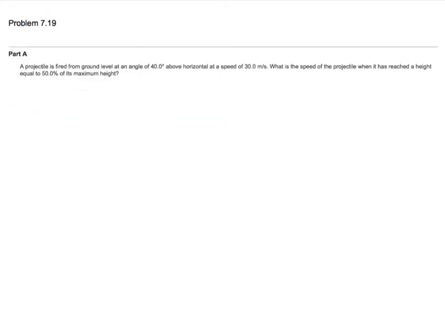The next problem is a conservation of energy problem as well, but it's a little tricky because we actually end up using components in this problem. So we have a projectile being fired at an angle of 40 degrees with a speed of 30 meters per second. And we know that this is going to go up to some height and then come back down. What we're asked, though, is we want to find the speed when it's at half of its maximum height. So we want to know this is y max over 2.